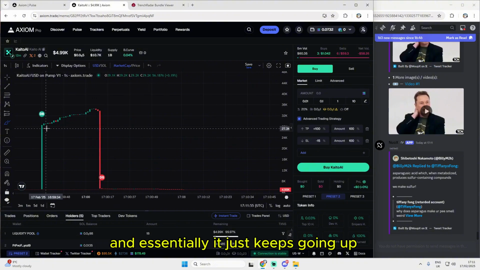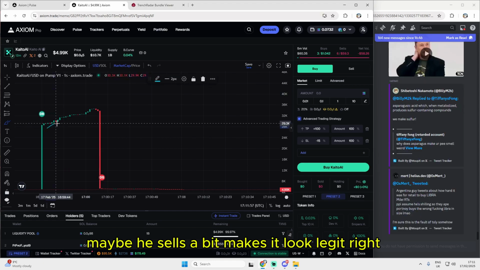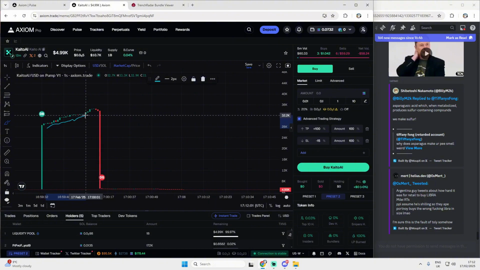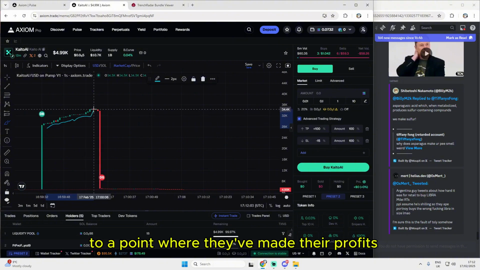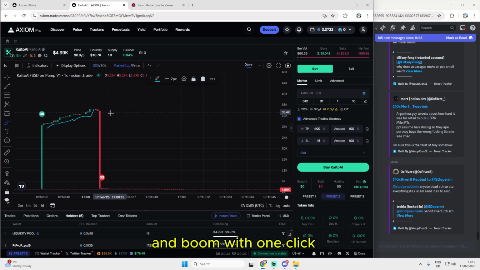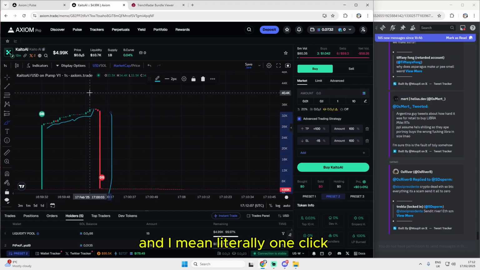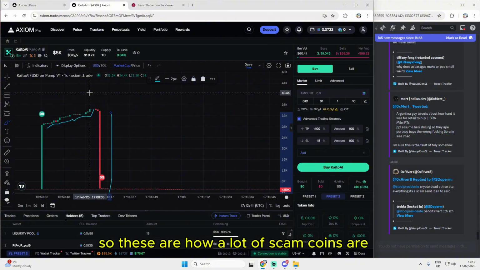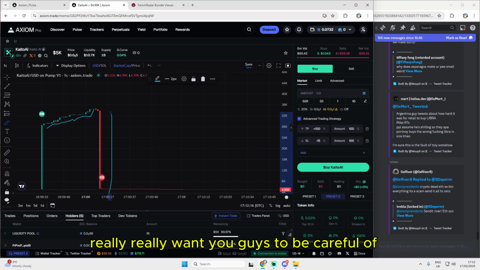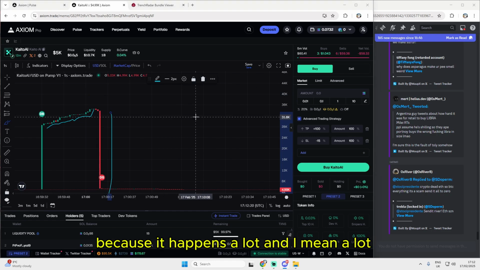And essentially, it just keeps going up. Maybe he sells a bit, makes it look legit, right? Like they want to make it look legit. And it gets to a point where they've made their profits, and boom, with one click, and I mean literally one click, they will dump on everyone's head. So these are how a lot of scam coins are, and this is something I really want you guys to be careful of, because it happens a lot, and I mean a lot.